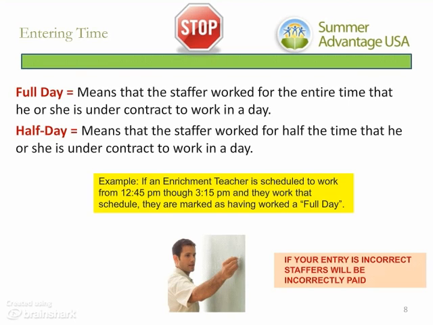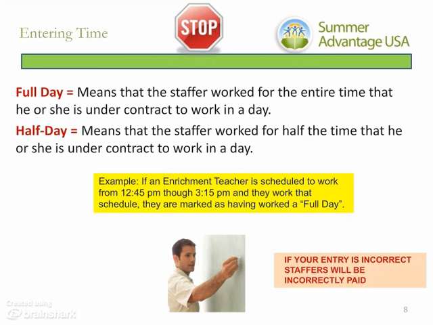A full day means that the staffer worked for the entire time that he or she is under contract to work in a day. A half day means that the staffer worked for half the time that he or she is under contract to work in a day. So, for example, an enrichment teacher is typically expected to work from 12:45 p.m. until 3:15 p.m. If they work that schedule, you should mark them as having worked a full day. If they work half of that schedule, then you should mark them as having worked a half day.